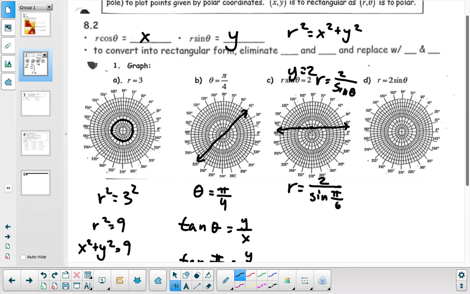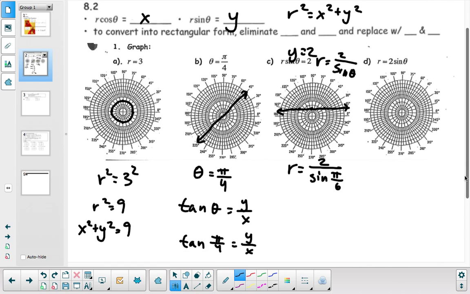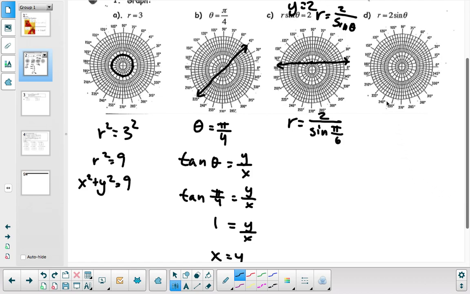Alright, so that one's a cool one. R sine of theta equals 2. That would be one that's simpler to write when it is in rectangular form, but you'll see that we kind of just pick and choose when it's simple and when it's not to use one form or the other.